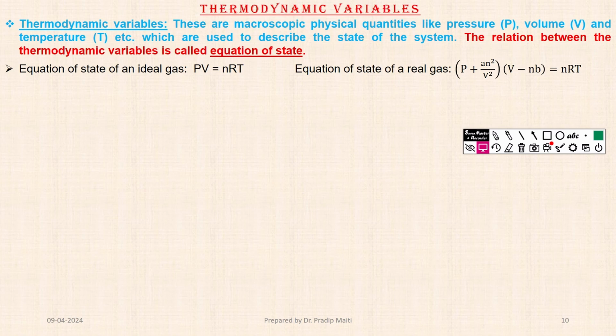The relation between thermodynamic variables is called the equation of state. The well-known equation of state for an ideal gas is PV = nRT, but for a real gas, that is the van der Waals equation, (P + an²/V²)(V − nb) = nRT, where n is the number of moles.